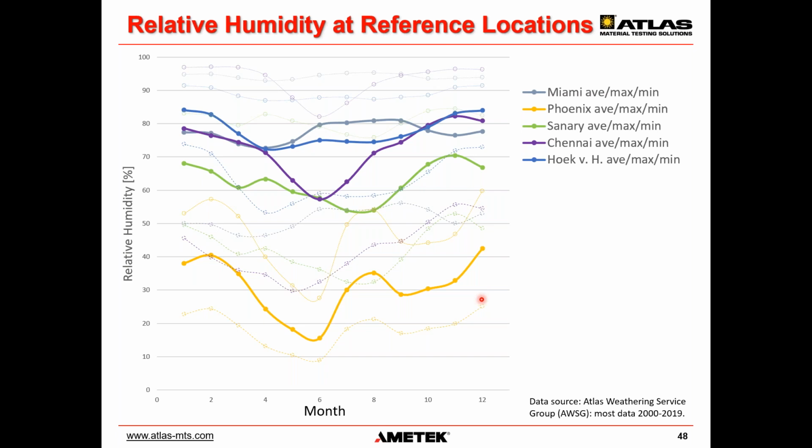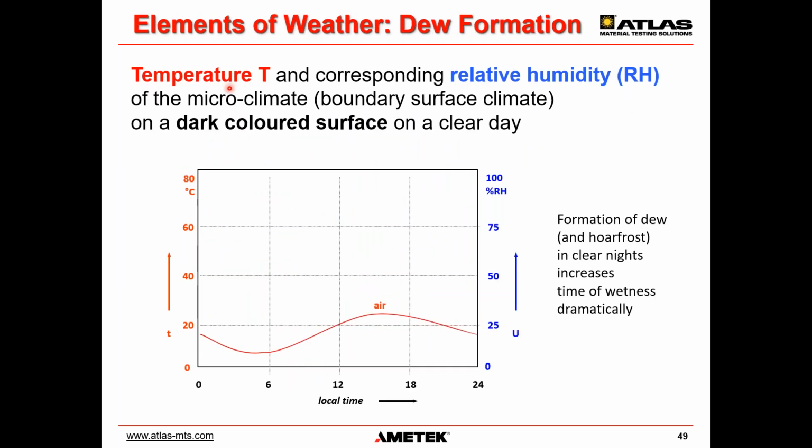But relative humidity is typically very high at nighttime because the temperatures are low, and the relative humidity is typically low at daytime because the temperatures are high. So the upper and the lower limit, which shows up here, is actually the average daily cycle of relative humidity you experience in the different locations. And if you look at Miami, Phoenix, but also Hoek van Holland, the Netherlands, you're almost at nighttime close to saturation. So it's close to dew formation, actually. That's the next slide.